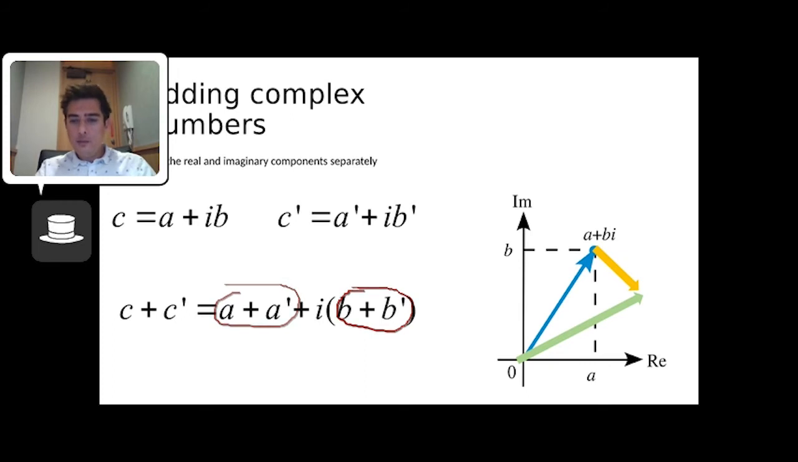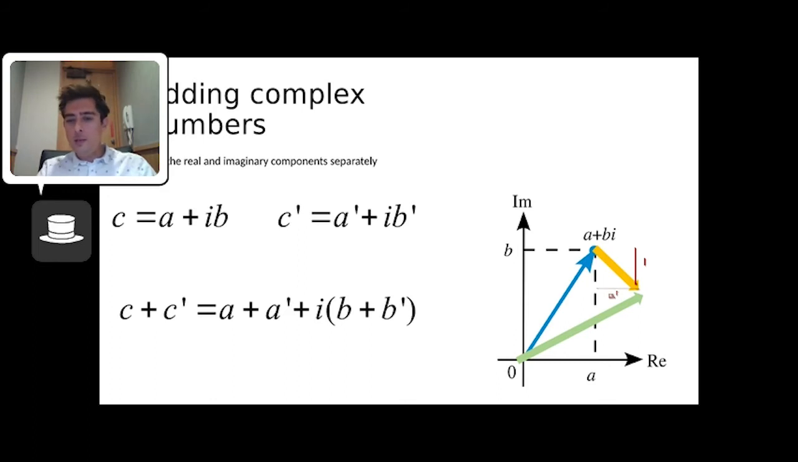here's our first complex number, that complex number which had the values of a plus bi. That's the thing that we called c to the left there. And the thing that we're going to add to it is this yellow arrow here, which we're going to call c prime. In terms of this diagram, the x component of this vector is going to have a value of a prime, and the y component of this is going to be b prime.